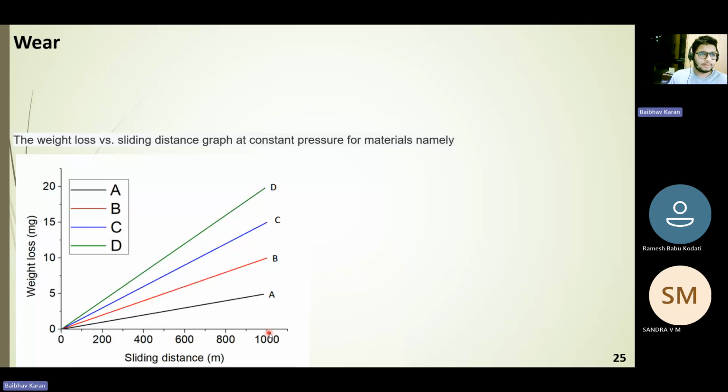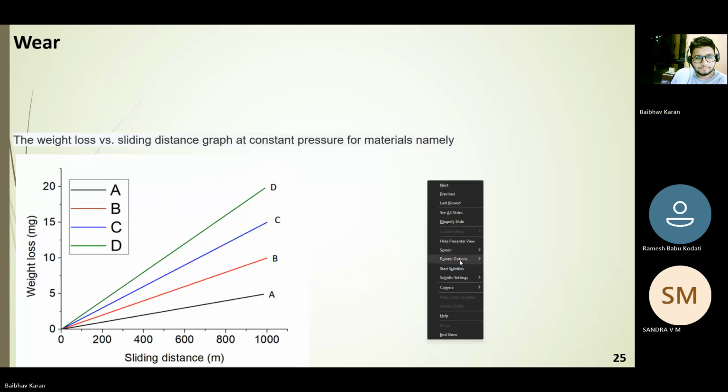Otherwise, there will be a different mechanism, because if we compare something, we need to keep the bases the same. So here, every other parameter remains the same. We are just comparing the weight losses of these four materials. As you can see here, material D has a higher weight loss as compared to C, as compared to B, as compared to A.